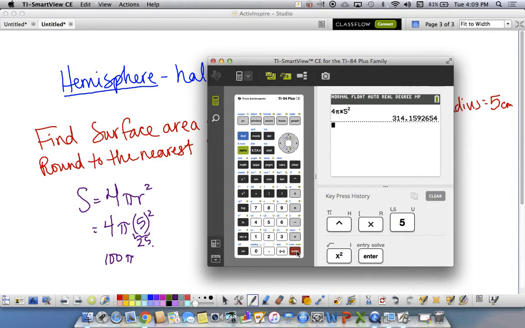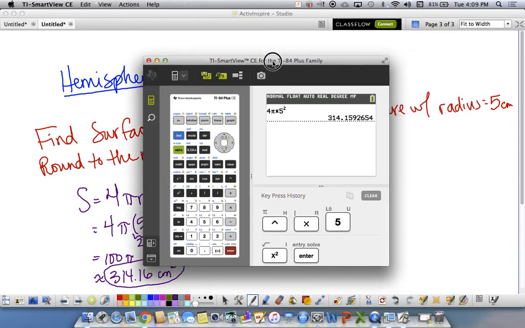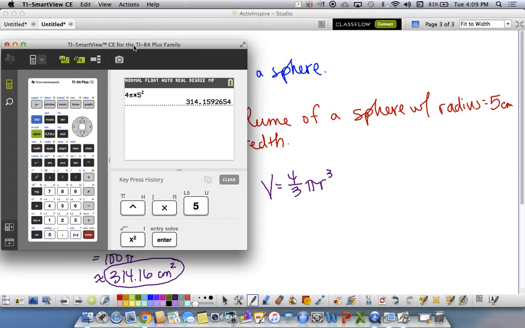Okay, so I like to still use my logic brain and have an idea of what my number is. So exactly is 100 pi, approximately 314.16. See how I rounded to the nearest hundredth, centimeter squared. Okay. All right, next for the volume, I'm going to move that over here.